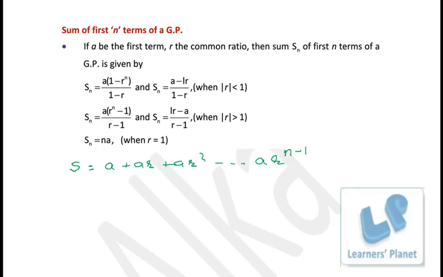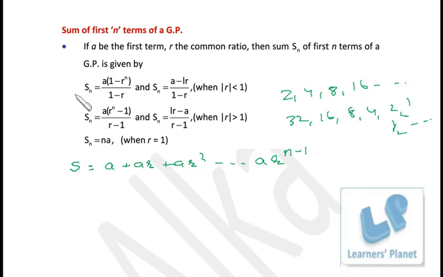So there are two cases. This ratio r can be more than 1 or it can be less than 1. More than 1 means 2, 4, 8, 16, this sort of sequence, and less than 1 means 32, 16, 8, 4, 2, 1, half, and so on, right? So there are two formulas, if r is greater than 1 or if r is less than 1.